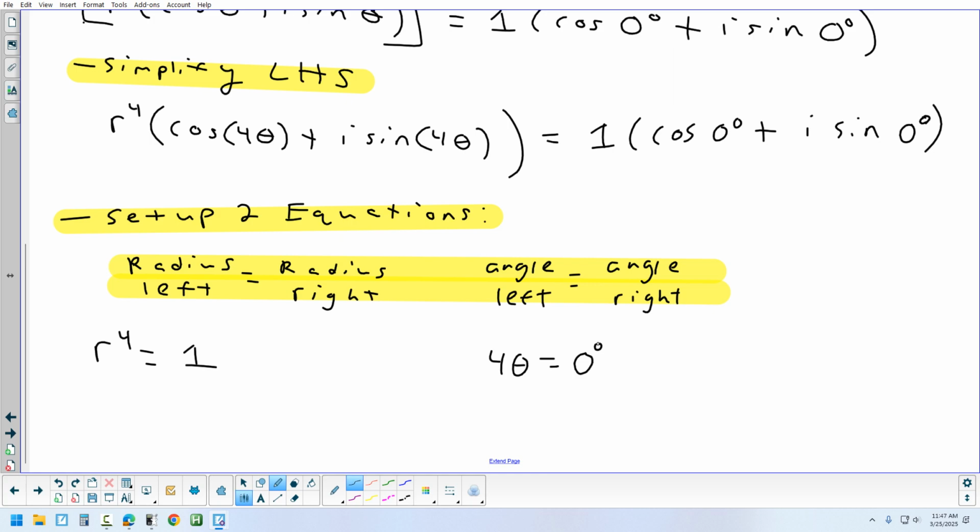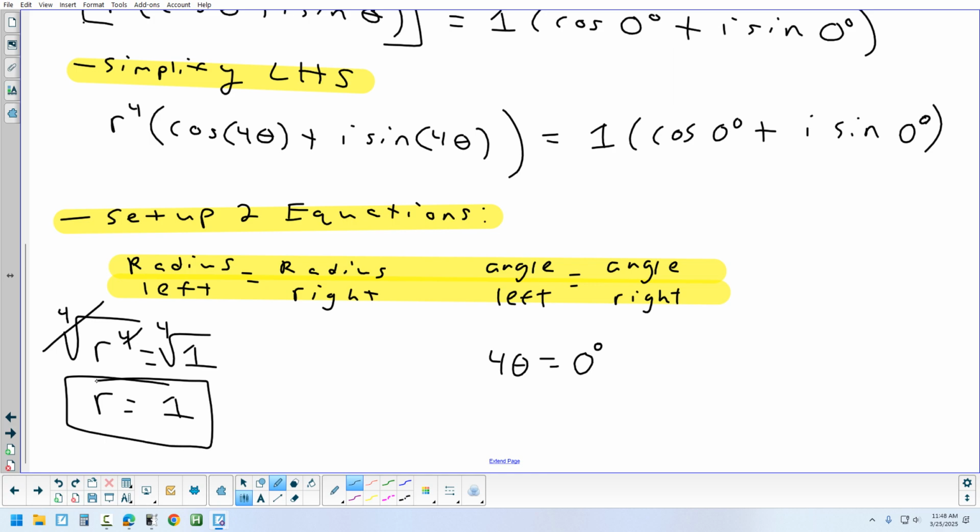All right. How do you get rid of an exponent of 4? Take the fourth root. And now, r is a distance, so it has to be a positive number. What number times itself 4 times gives you 1, and it's a positive number? 1. So when we write our final answer, the radius is going to be 1. Okay.